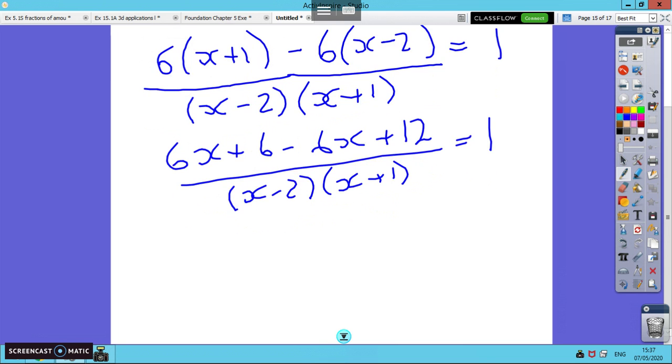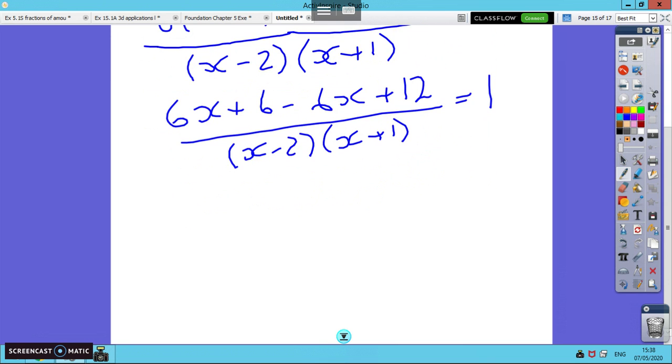Okay. Once we sort that numerator out, let's do that. 6x minus 6x, well, that cancels out. 6 plus 12 is 18, so you get this. Now I am going to sort out the bottom.